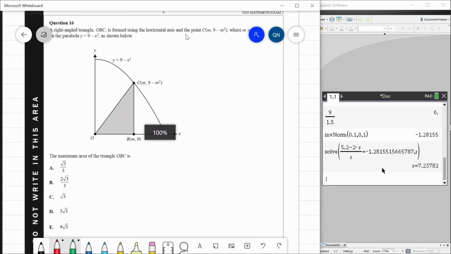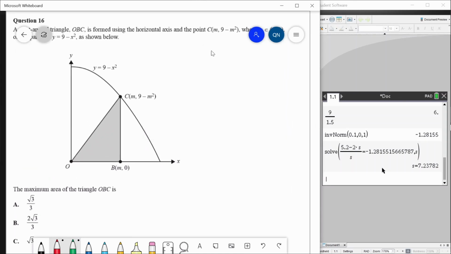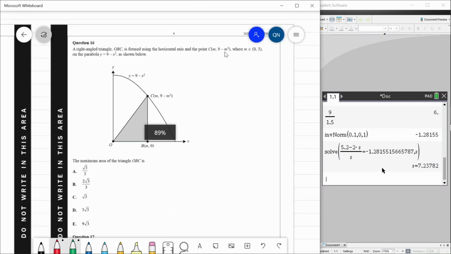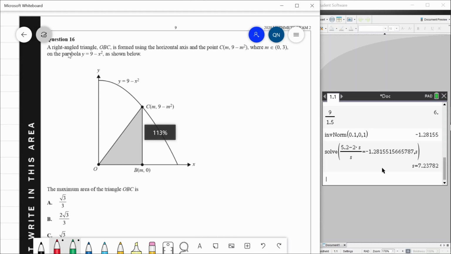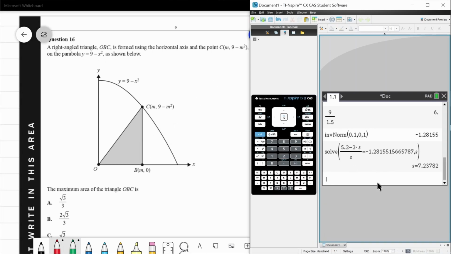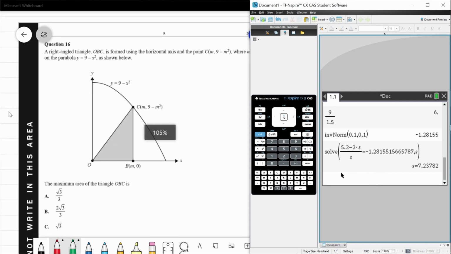So we've got a right angle triangle. It's formed on the horizontal axis. And we have a point over here. We want to find the maximum area of the triangle. So this is just a standard optimization question. So what do we want to optimize? The area of the triangle. So let's try to find an expression for the area of the triangle.